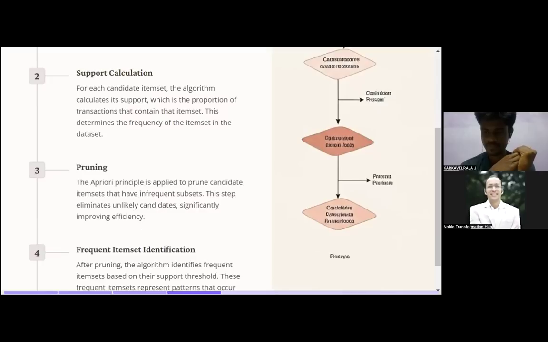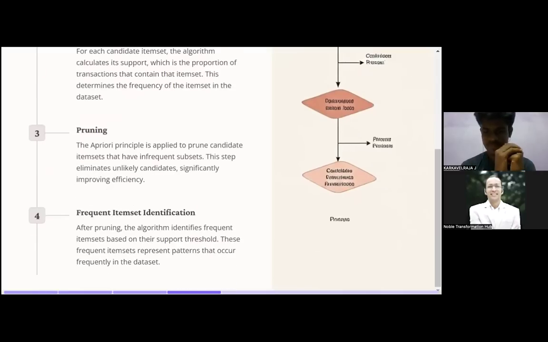And then we have pruning, which is again a word for deletion. It is applied to prune candidate item sets that have infrequent subsets, that is, subsets which are not frequent. This step eliminates unlikely candidates which are not required and significantly improves the efficiency, and that's why we do pruning.